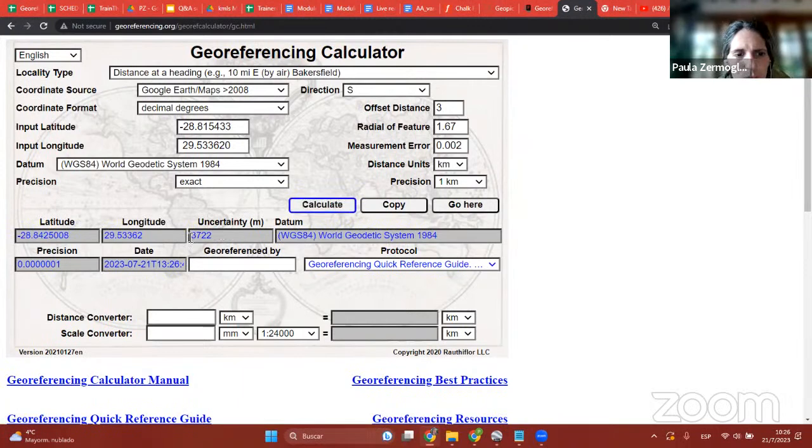So we calculate here and we get this uncertainty. So here the question that I have for all of you is, why, if the place is the same, the radial of the feature is the same because it's the same town, we have the same distance, the same measurement error, we know the datum, if all of these parameters are the same, why in this case the uncertainty is smaller than in the previous case that was 5,000 meters? In this case is 3,000 and something. Why is this uncertainty smaller?